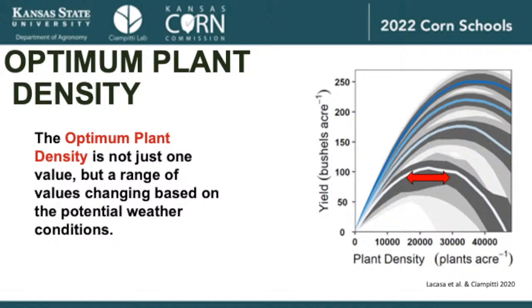So let's give an example. I work with Ray a lot. So if Ray comes and says, on this field I usually use 24, I will tell him, yeah, but your optimal density could be 21 or 27.